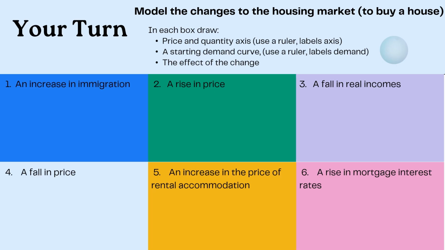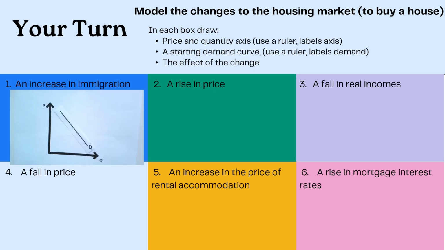You should give me a chain of reasoning, and if you want an extension, you should write your answer out in full sentences. To show an increase in immigration, that means that there's been an increase in population. There are more people who are willing and able to buy houses, and so the demand curve is going to increase by shifting to the right. This is what you should have drawn down.